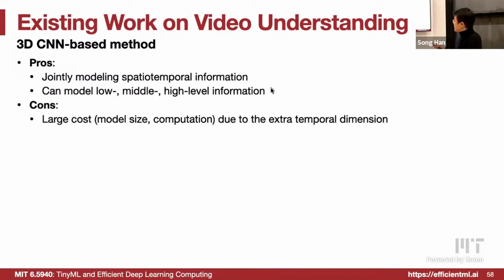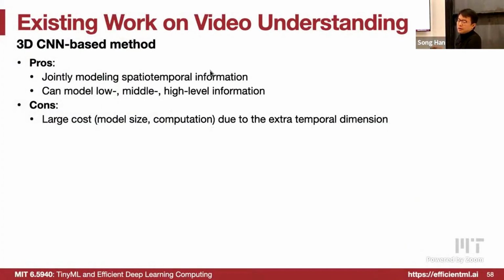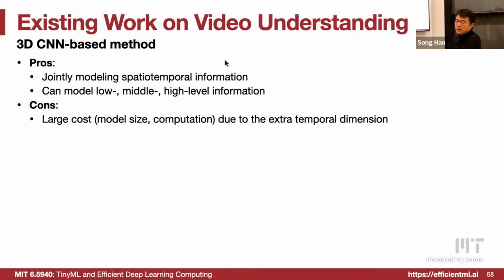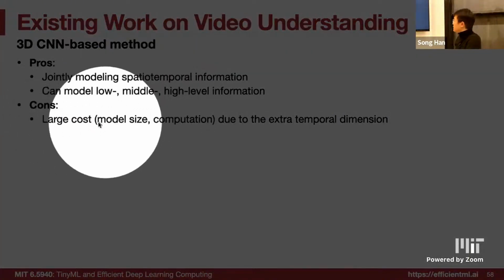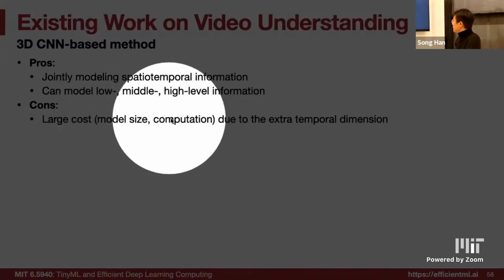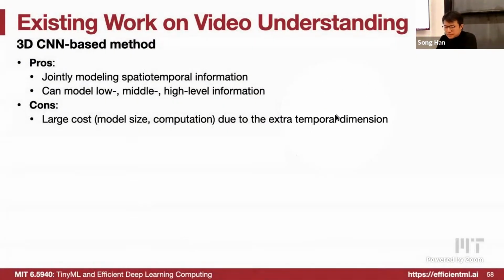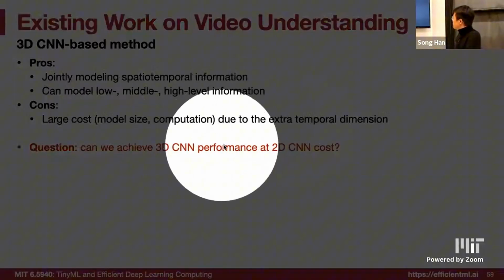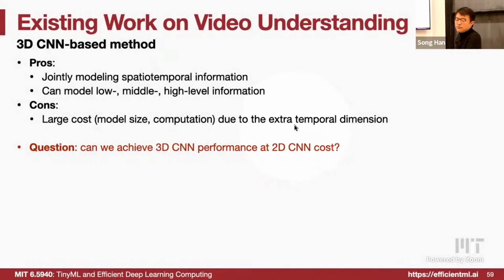So the pro here is that we can jointly model the spatial temporal information, which is a good thing. And we can also model the low-level, middle-level, and also high-level information. But the con is that it has a very high computation cost and also storage cost, since we have to store a 3D, actually 4D tensor for the weights. And a lot more computation since we're adding one more dimension. So the natural question is, can we achieve the 3D CNN's accuracy, but at the 2D CNN's cost, to get the best of both worlds?